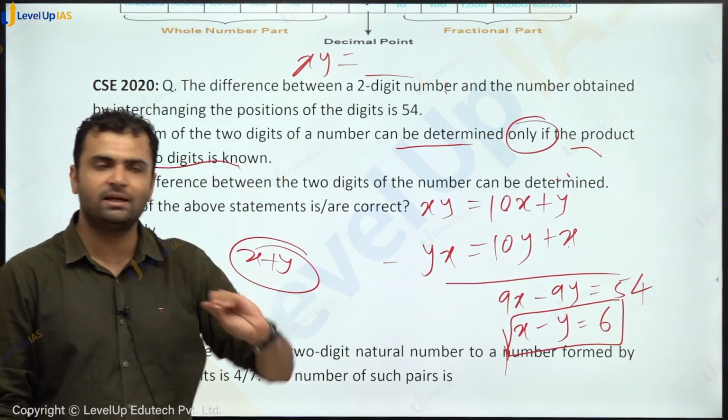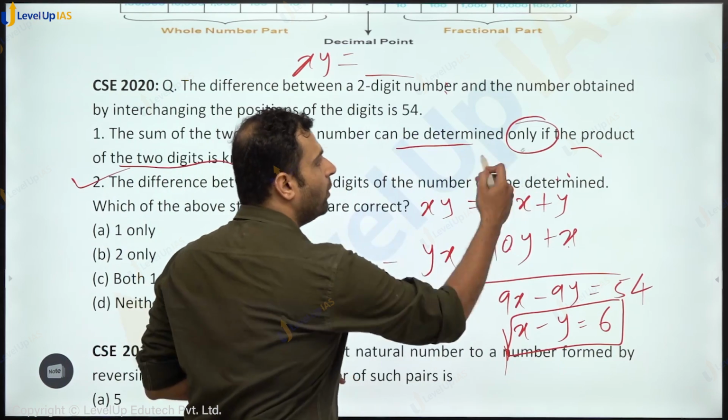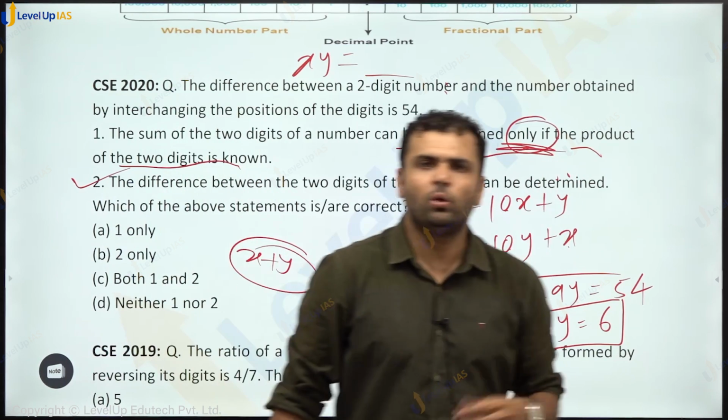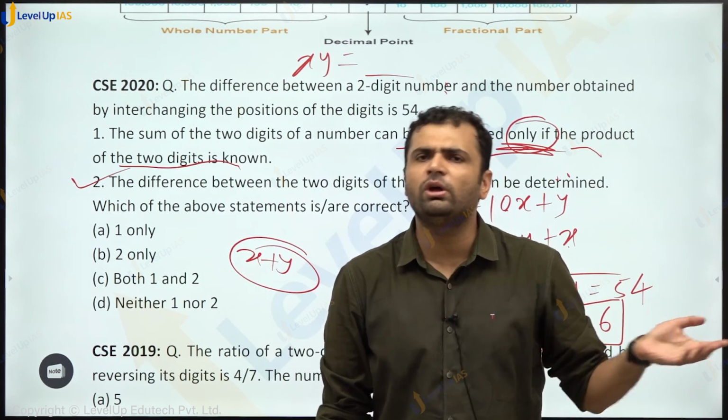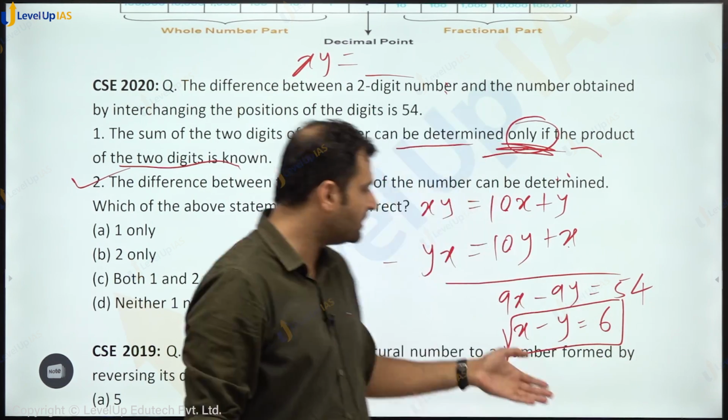We can find the answer if the product is known. But what about this word "only"? Only is not necessary. If you give me any two equations, that would be fine. One equation I already have.